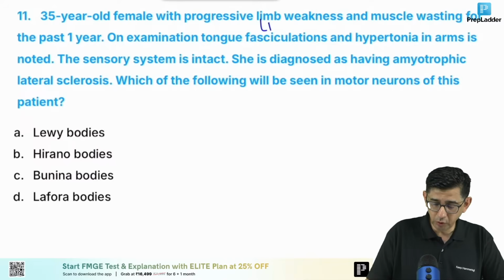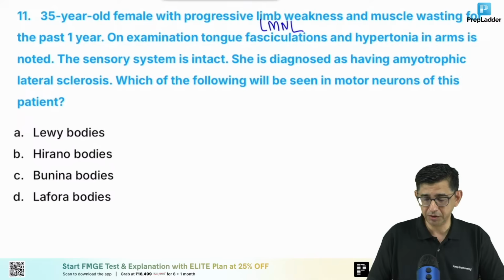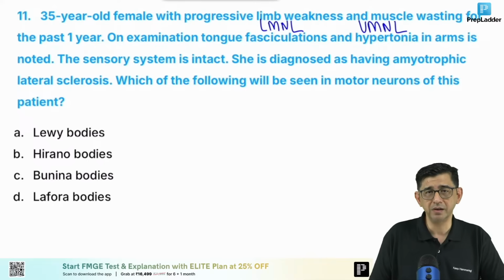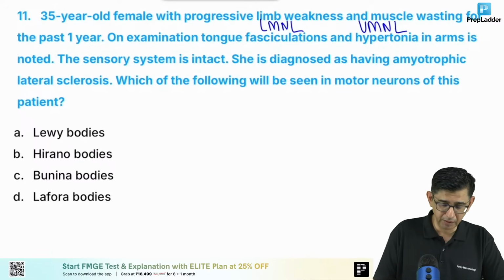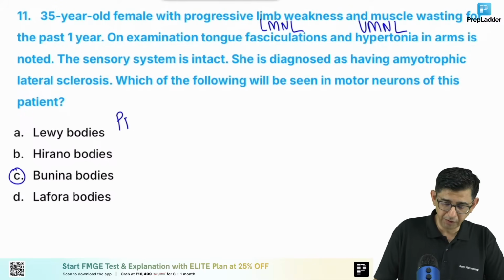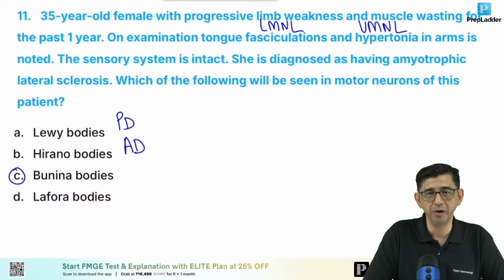There are features of lower motor neuron lesion, fasciculations. There are features of upper motor neuron lesion like hypertonia. And he has himself said amyotrophic lateral sclerosis is present. So what is the body that would be present here? I think everybody hit the comment button correctly. That would be Bunina bodies. Lewy bodies is what we'll be seeing with Parkinson disease. Hirano bodies would be for Alzheimer disease.